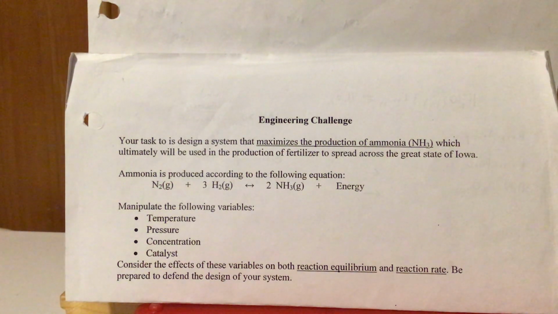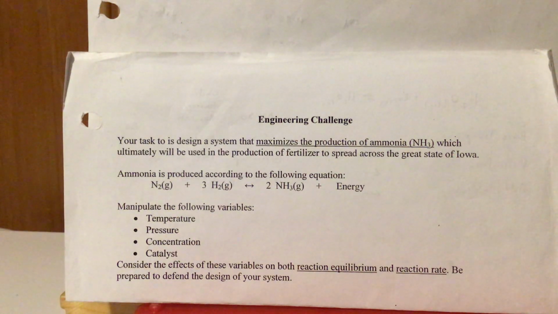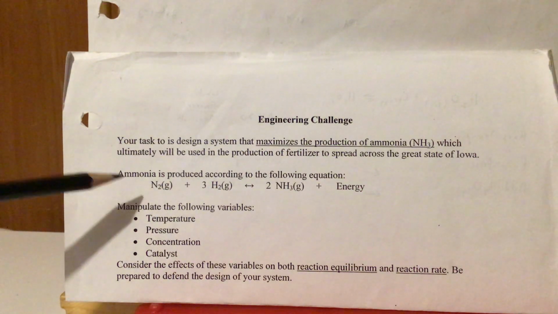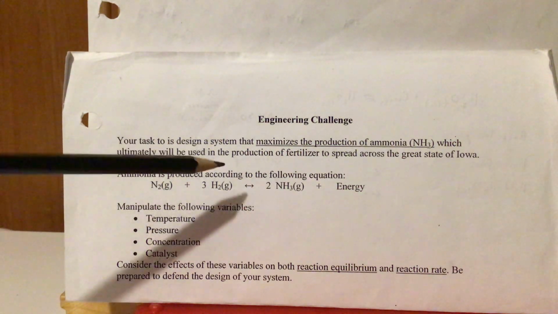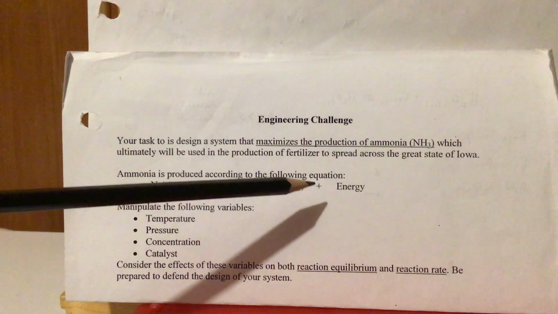This video is about the engineering challenge on page 3 of your homework packet. So your task is to design a system that maximizes the production of ammonia, which ultimately will be used in the production of fertilizer to spread across the great state of Iowa. Notice the oxymoron. Ammonia is produced according to the Haber process, which is nitrogen gas combines with hydrogen gas, forming NH3, and it is exothermic.